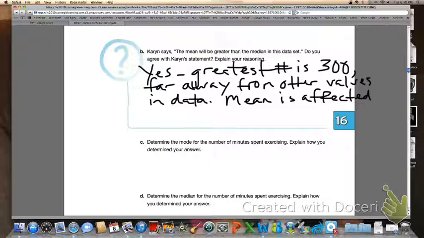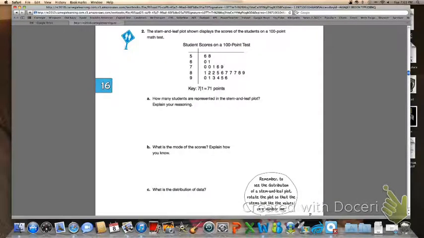We're going to skip over to page 1086. So if you can turn to page 1086 and take a look at number 2 with your group members. At the top of page 1086, it says the stem and leaf plot shown displays the scores of the students on a 100-point math test. So what I would like you to do with your group members is answer A, B, and C. We're actually going to skip letter D.